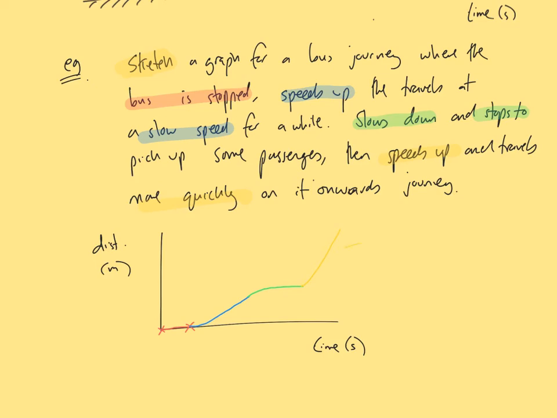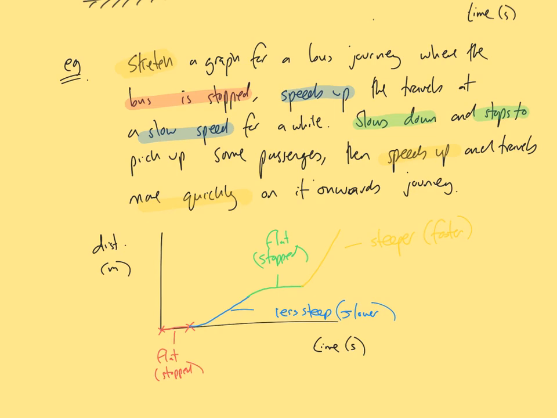So this line is the faster one, so that's steeper because it's faster. The blue line here is less steep, which means it's slower. We've got a nice flat bit there, so when it's flat that means it's stopped. And then the same with the red bit here as well, that of course is flat, so that's stopped. Another way of saying flat is that something has no gradient, because that's what it actually means.